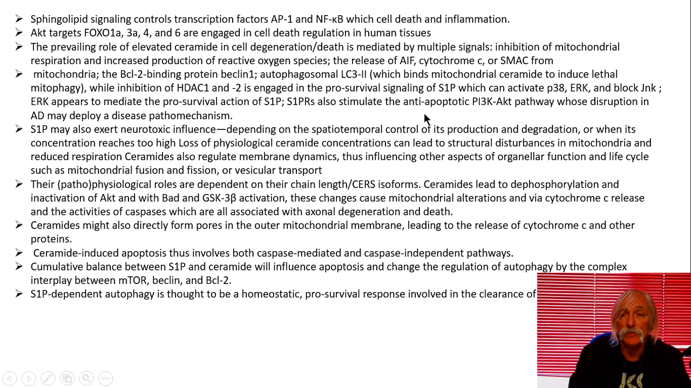They also stimulate, as we just saw, the anti-apoptotic PI3K-AKT pathway, whose disruption in AD may deploy a disease pathomechanism. So we disrupt that. We already know that's prodromal for AD. Sphingosine 1-phosphate, S1P, can also exert neurotoxic influence, however, depending on the spatiotemporal control of its production and degradation, or when its concentration reaches too high. Loss of physiological ceramide concentrations can also lead to structural disturbances in the mitochondria, and it can reduce respiration.